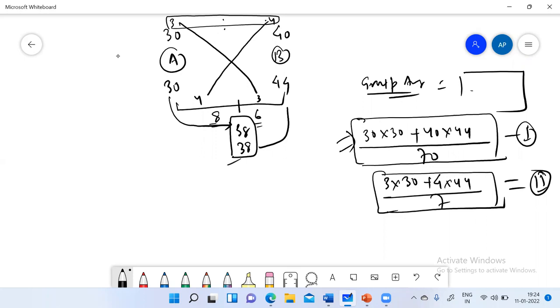Is it clear to everyone? Sir, can you please explain this method again? See, it's just an observation for you right now: the average value will basically lie between 30 and 44 only. There is no way that you can get the group average less than 30 or greater than 44. So the average value will lie in such a way that the gap is divided into the same ratio in which the group members are there.